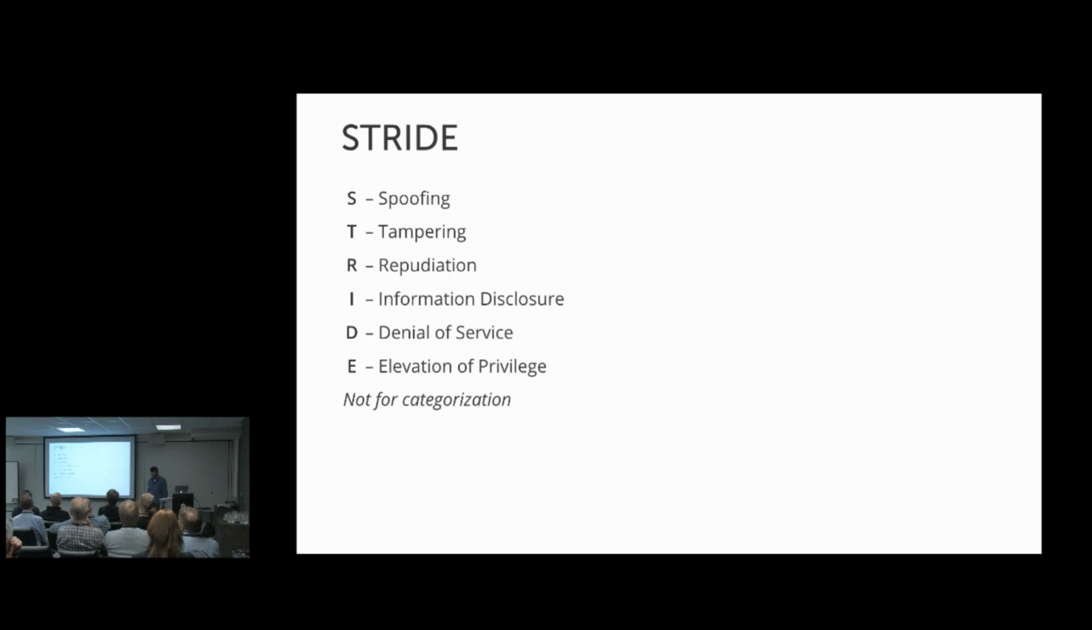Microsoft at some point suggested this as a way for finding threats, and it is a useful tool for finding threats. It's not meant for categorization. So if you find a threat, it's not important to try to figure out, is this a spoofing threat or an information disclosure threat? The point of this is it's a way to find the threats. So I'm going to go through them quickly.